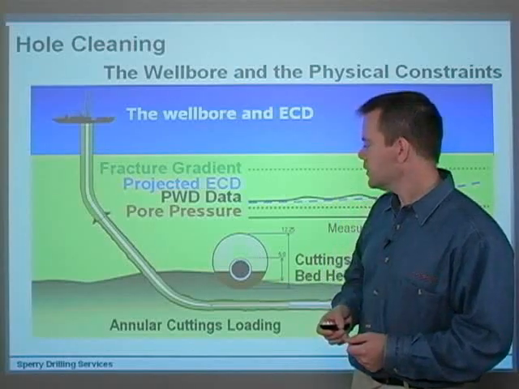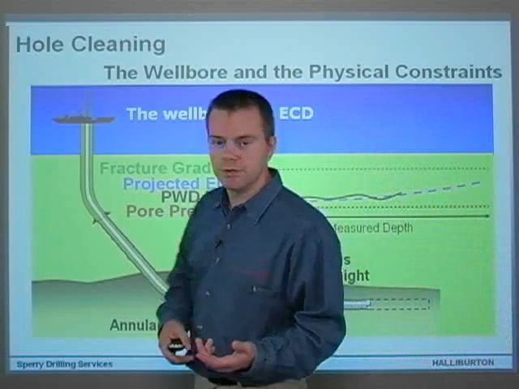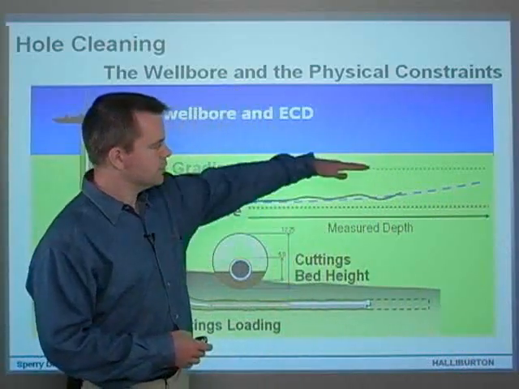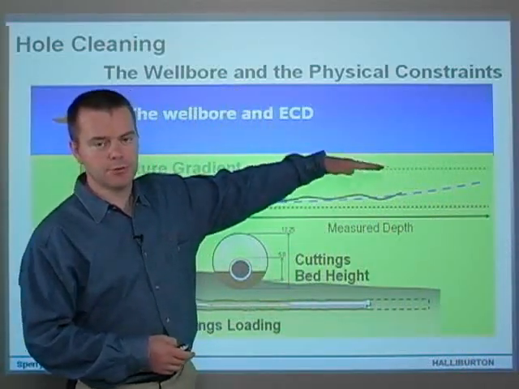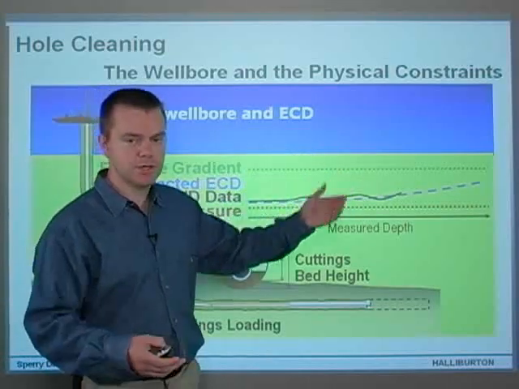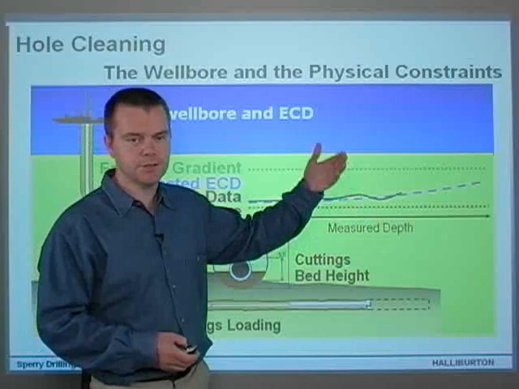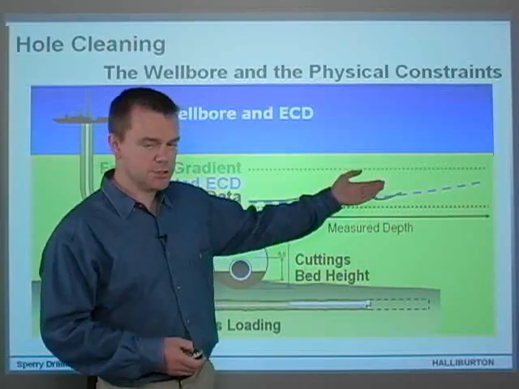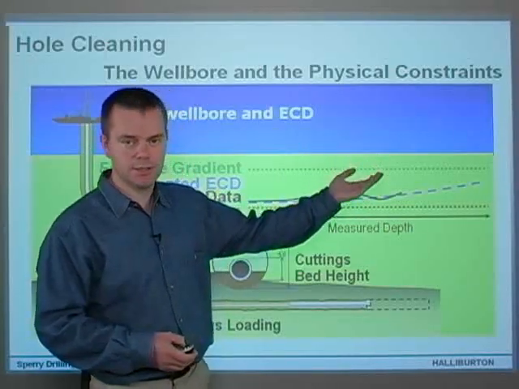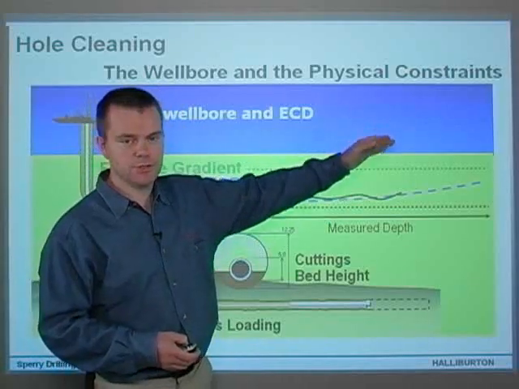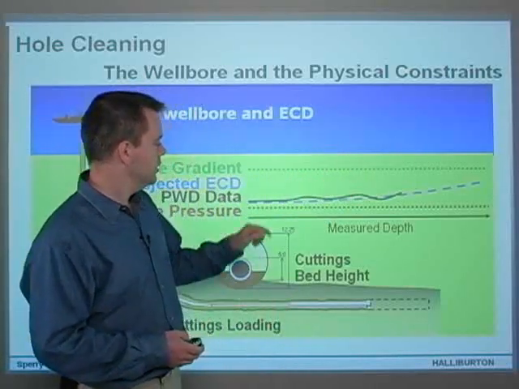If you have a look, the constraints on this well bore: the upper constraint would be the fracture gradient or the rock strength. The lower constraint is the pore pressure. If your hydrostatic or your circulating density comes below the pore pressure, you'll take a kick. If it goes above the fracture gradient, you break down the rock.